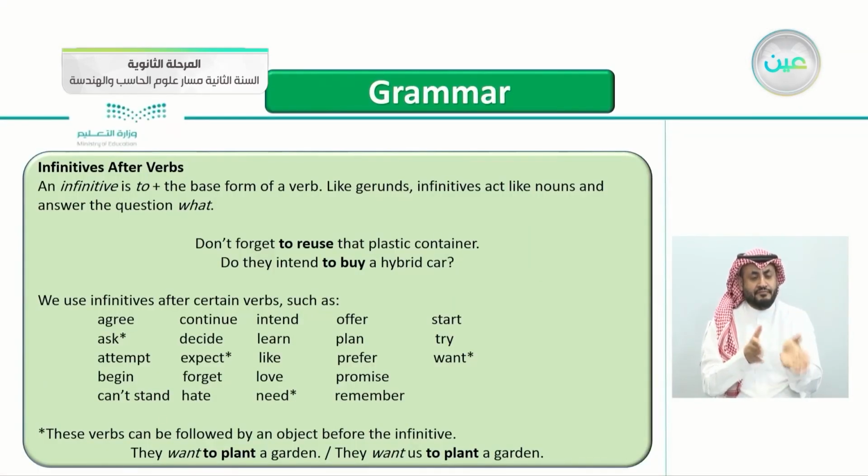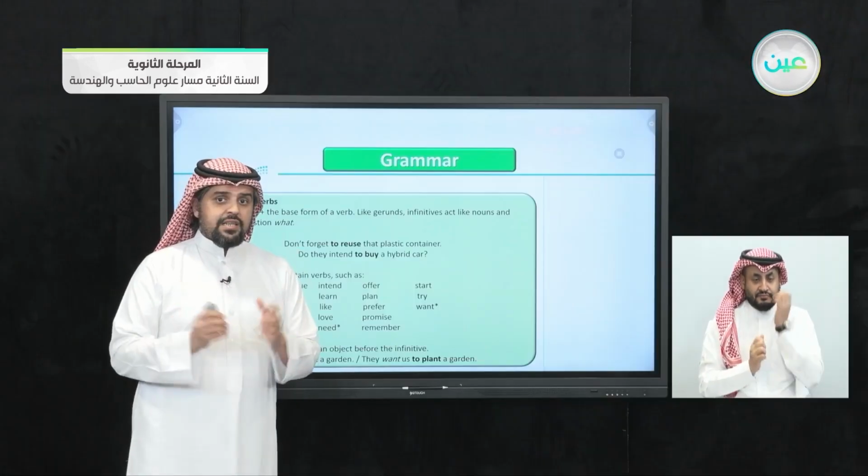Jumping to the infinitives after verbs. We finished the gerunds that come after the verbs that we just mentioned. So let's jump to the infinitives after verbs. An infinitive is to plus the base form of a verb. If you remember the infinitive that we took in previous lessons, the infinitive is to plus the base form of the verb. Like gerunds, infinitives act like nouns and answer the question what. So infinitives after verbs are just like gerunds.